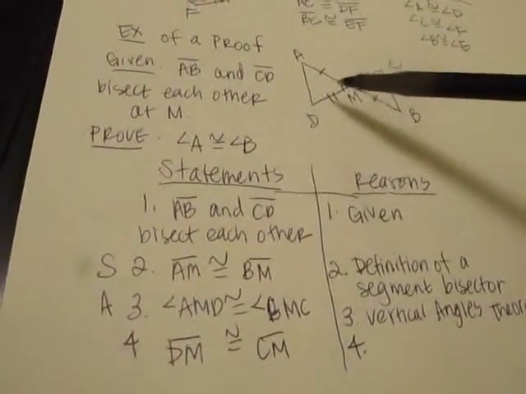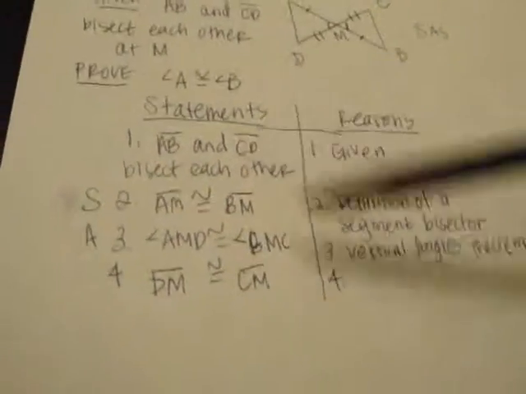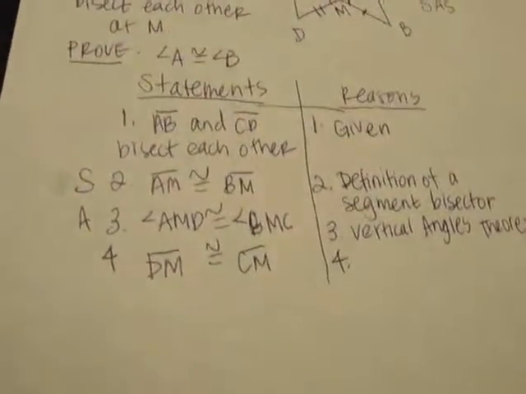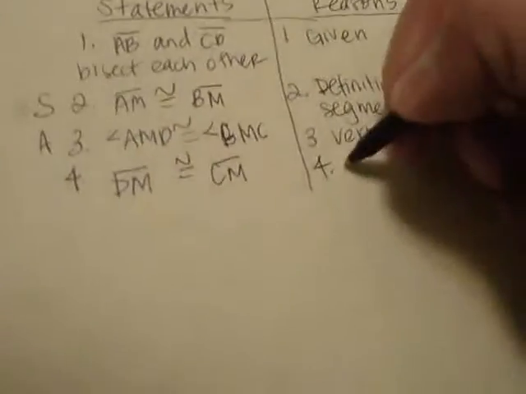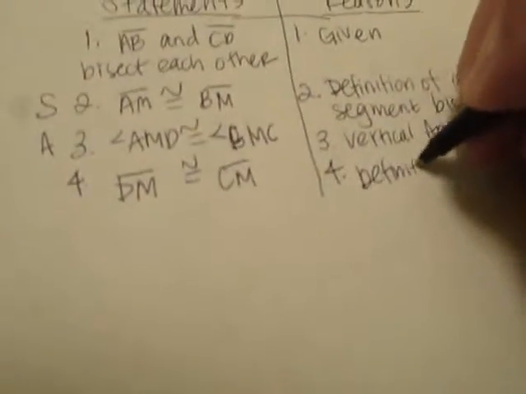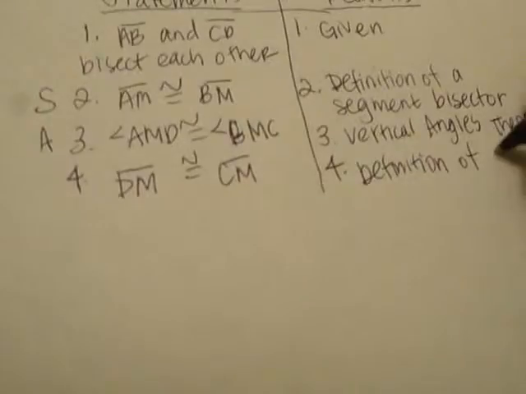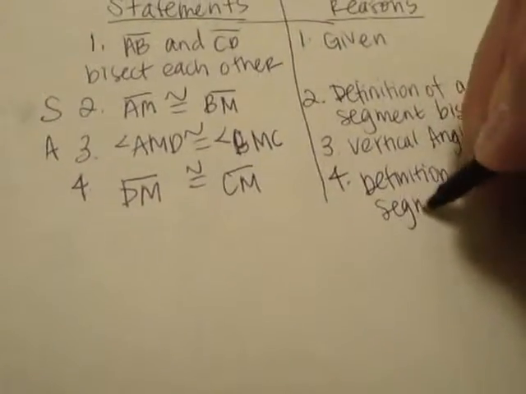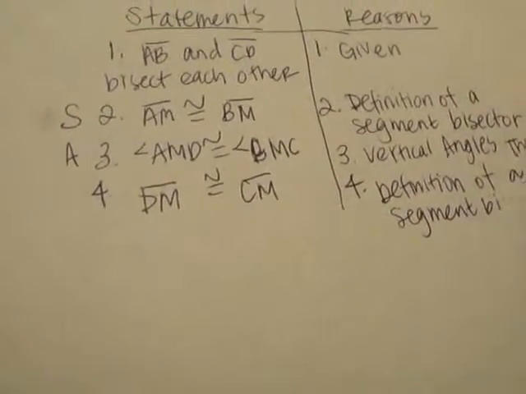And so because it's a bisector, the reason why we know that DM is equal to CM is because it's the definition of a segment bisector.